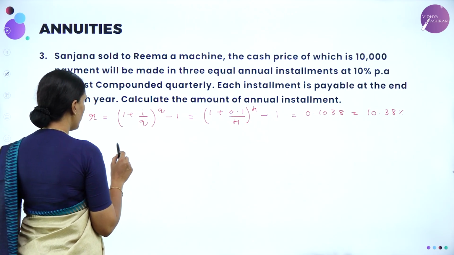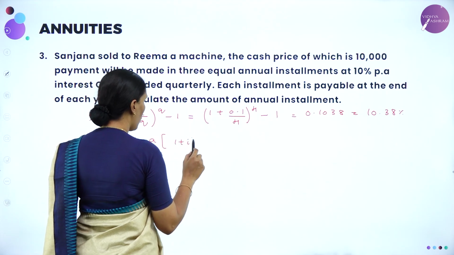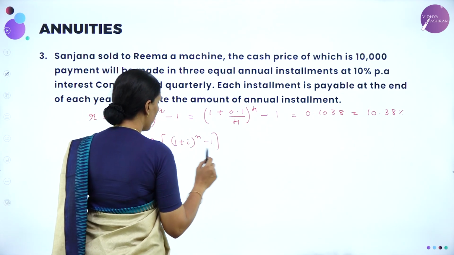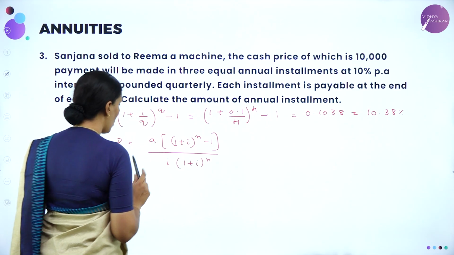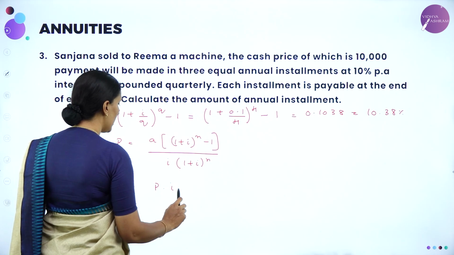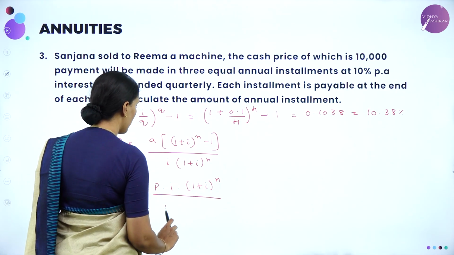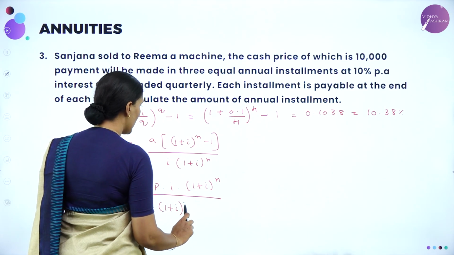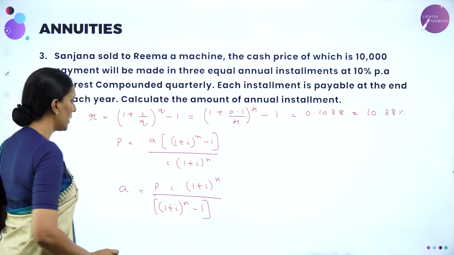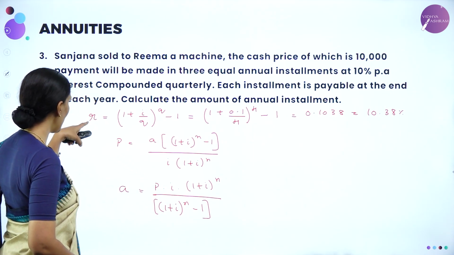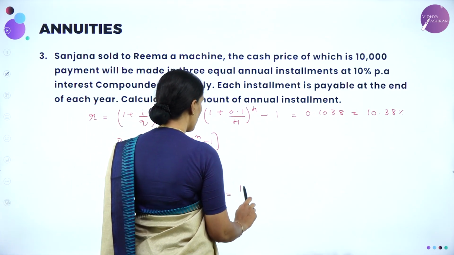Now we need to calculate the annuity value using the present value formula. So P is equal to A into (1 plus I)^n minus 1 divided by I into (1 plus I)^n. Cross multiplying this, we'll get P into I into (1 plus I)^n, whole divided by (1 plus I)^n minus 1, and this is equal to A. Now here the interest is replaced by the R value. So therefore the present value is 10,000.